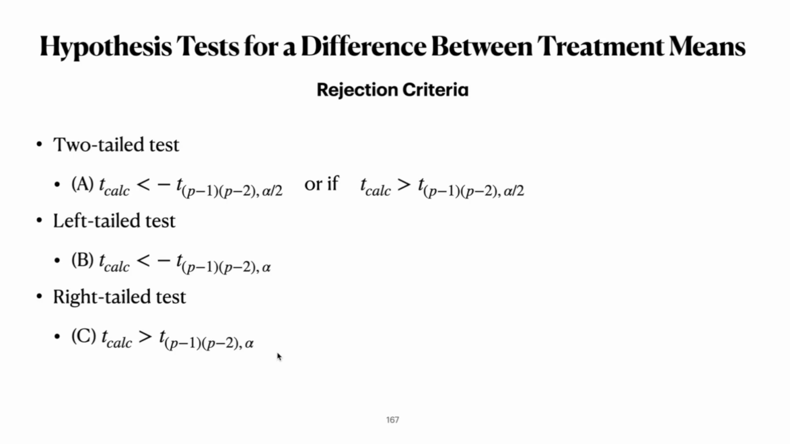The thing to note here is that in each case, the number of degrees of freedom for the reference distribution, which is the distribution from which we get the critical point or critical points, is equal to p minus 1 times p minus 2. So for each of these three scenarios, the reference distribution is a Student's t-distribution with degrees of freedom equal to p minus 1 times p minus 2.